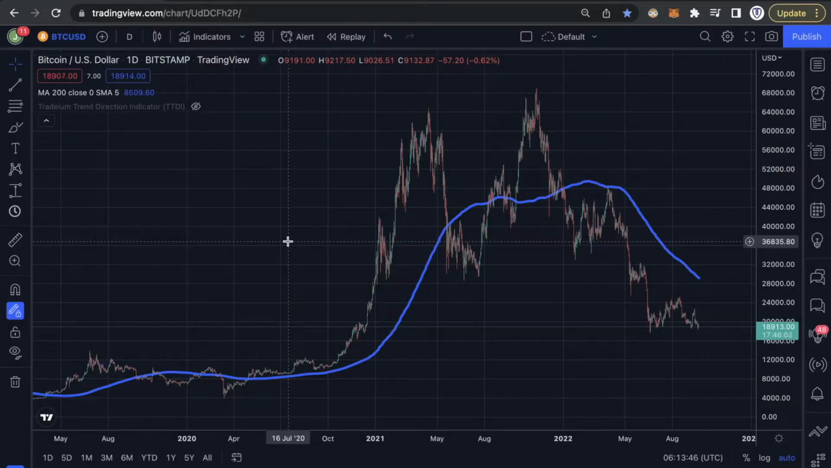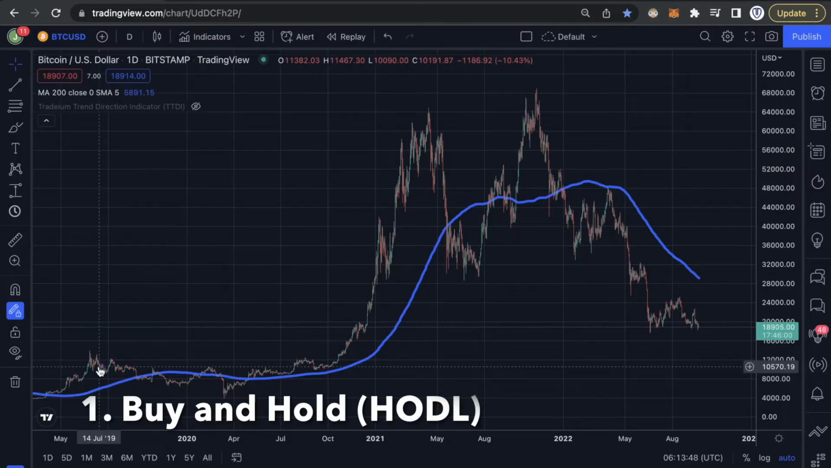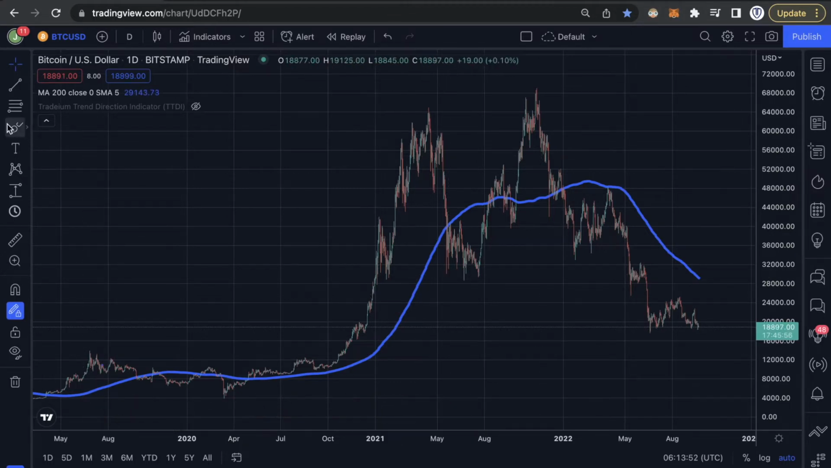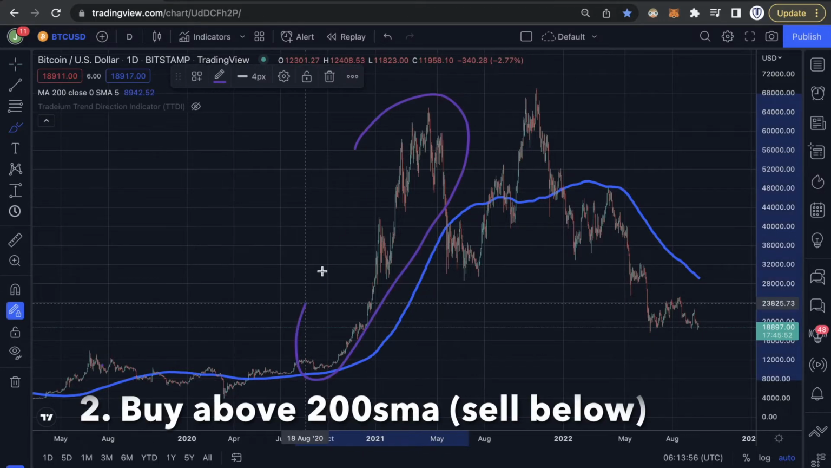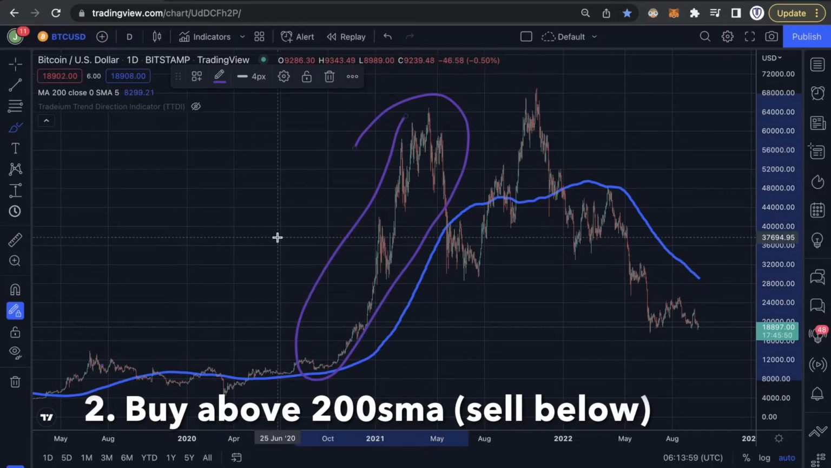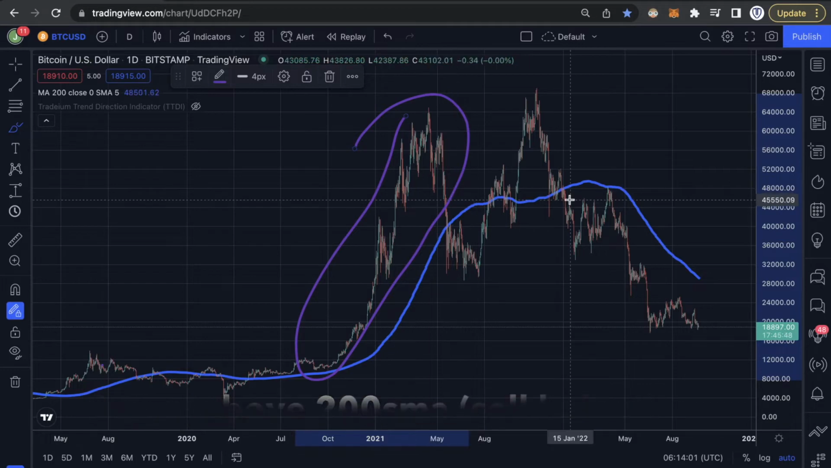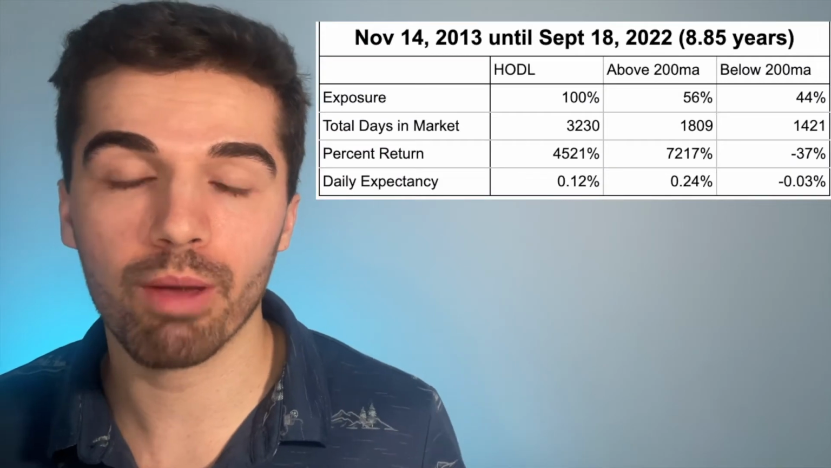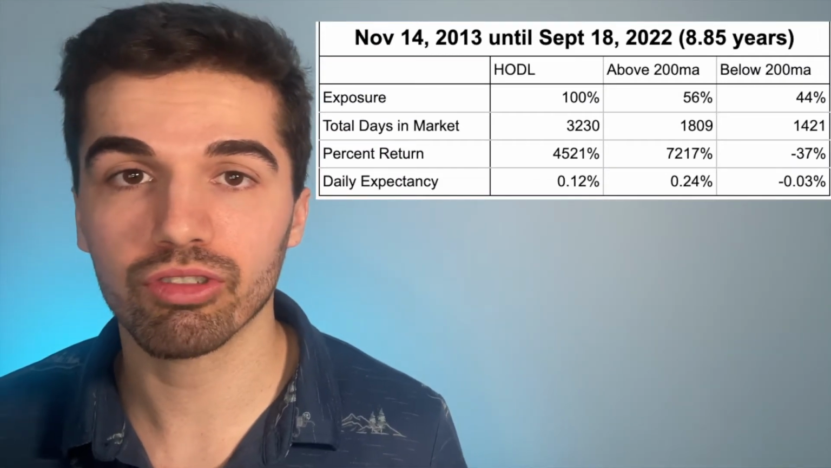To give you a visual, the first strategy will just buy and it'll keep on holding through ups and downs. Second strategy, we will buy only in this region here throughout this whole chart. And in the last strategy, we'll only buy when we're below the 200-day simple moving average. I'll try to put the results right here so you could see it as I'm going through it. Almost 9 years from November 2013 until just a few days ago.